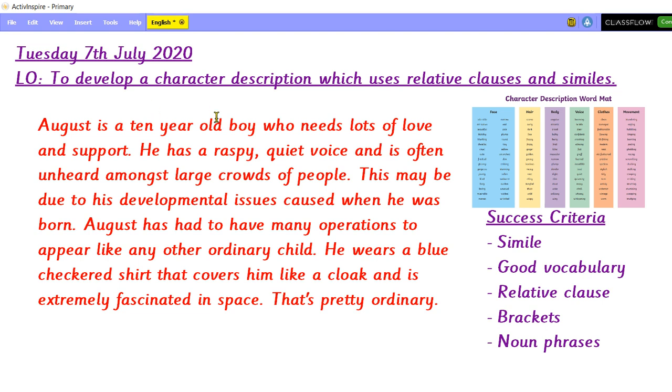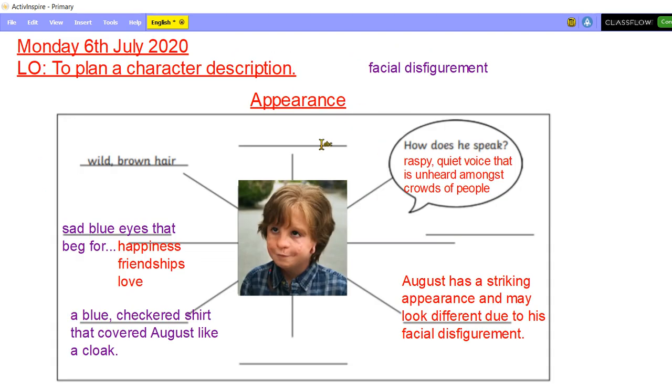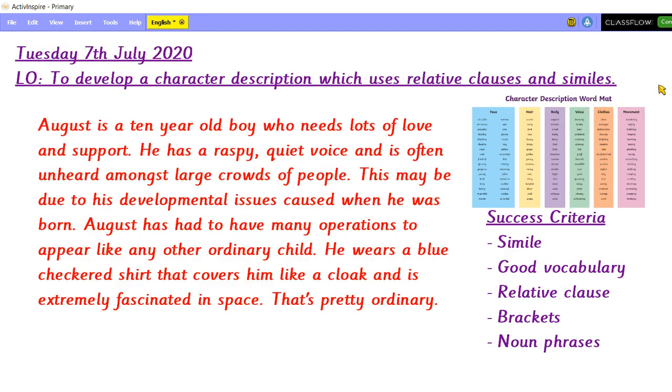He has a raspy, quiet voice and is often unheard amongst large crowds of people. Here, a raspy, quiet voice that is unheard amongst crowds of people. So my plan yesterday is going directly into this. Now, we don't just want to include all appearance. We want some appearance and some personality. So I need to pull it from both parts of my plan.